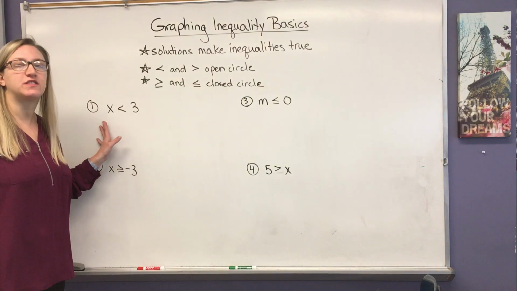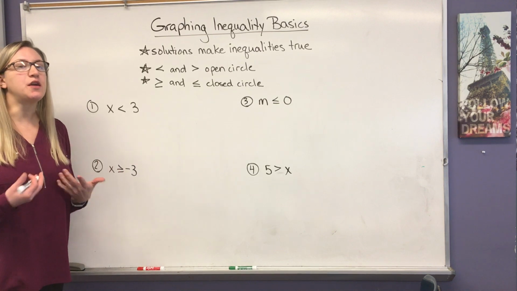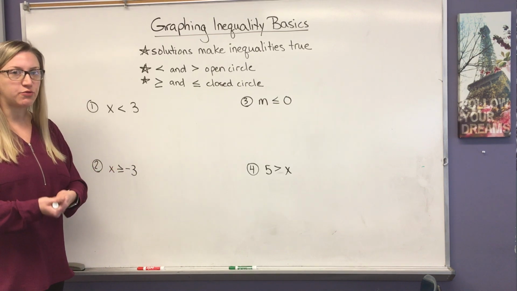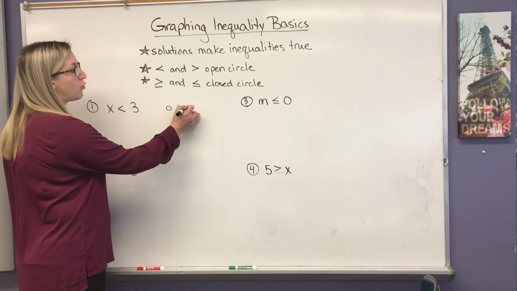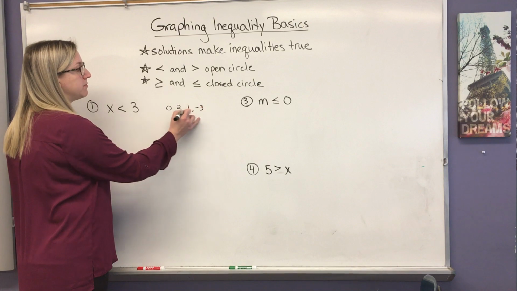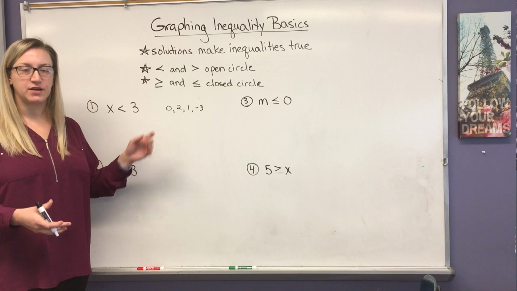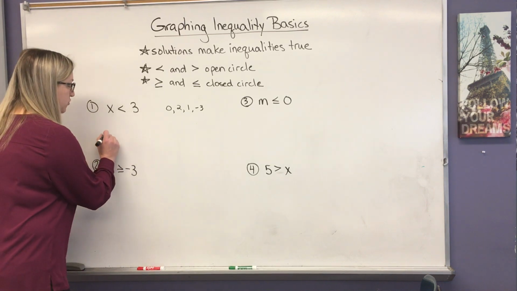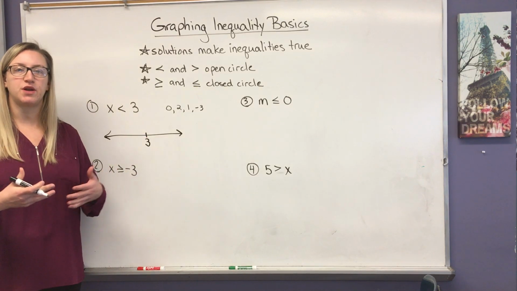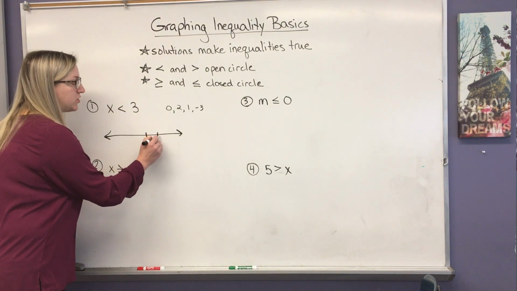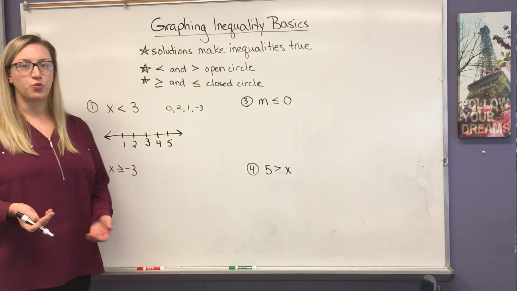So if we take a look at the first example, this says x is less than 3. If we think about some numbers that are less than 3, we can come up with a few like 0, 2, 1, -3. These are all possible solutions for x is less than 3. In order to graph them, we need to first start with a number line. We can center it around 3 and put some numbers that are greater than and less than it. So to the right of 3 is 4, 5, and to the left would be something like 2 and 1.